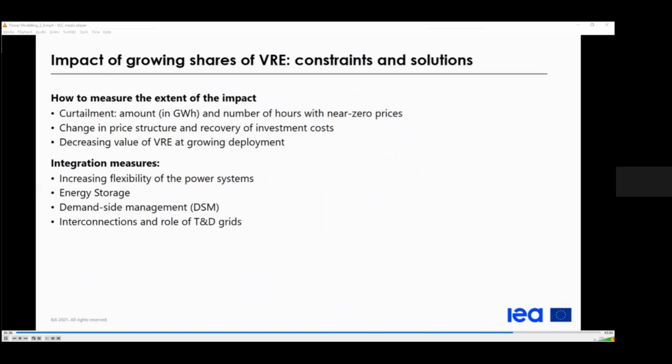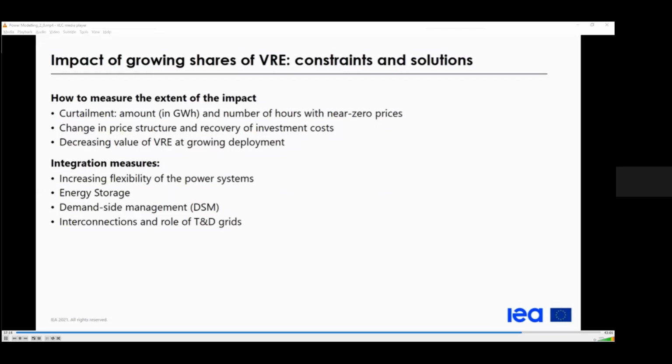So now that we have described this impact a bit, how can we really put a quantification on this impact? First, a very concrete way of measuring it is, in case of excess, the amount of curtailment that is needed. And the impact would also be the number of hours with near zero price, which we saw also earlier in the case of the EU.